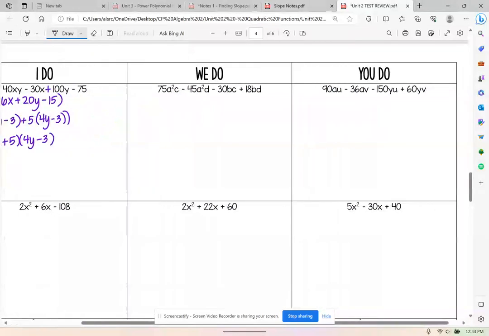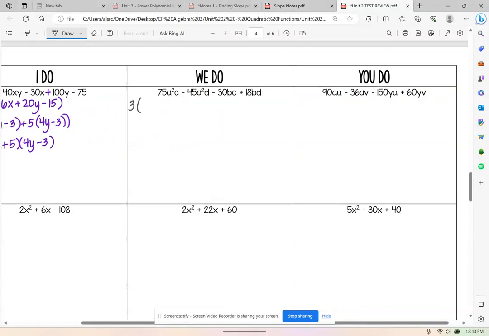Next one, what am I looking for? GCF, do you have one? What is it? Say it louder. It's 3. I can factor out a 3. Are you kidding me? How many quarters are in 75 cents? 3. I'm gonna assume that we can do that.